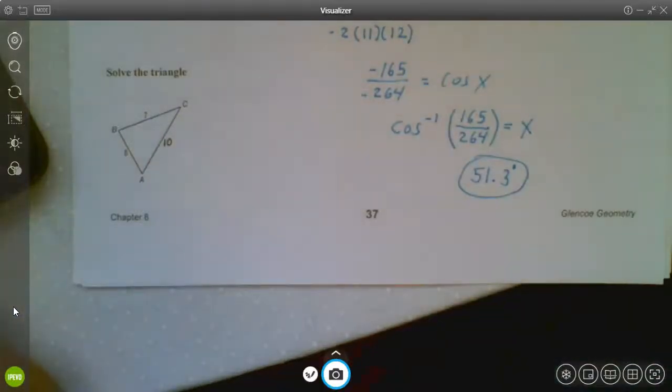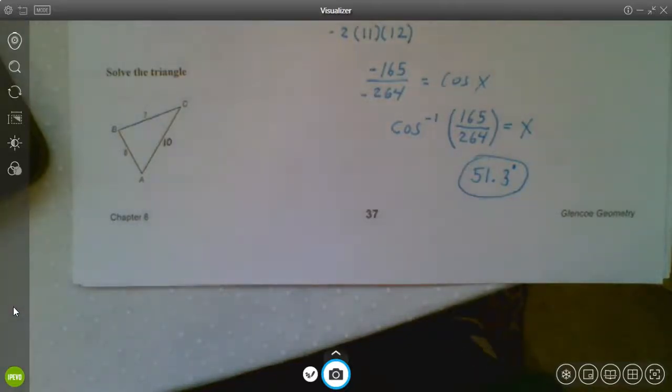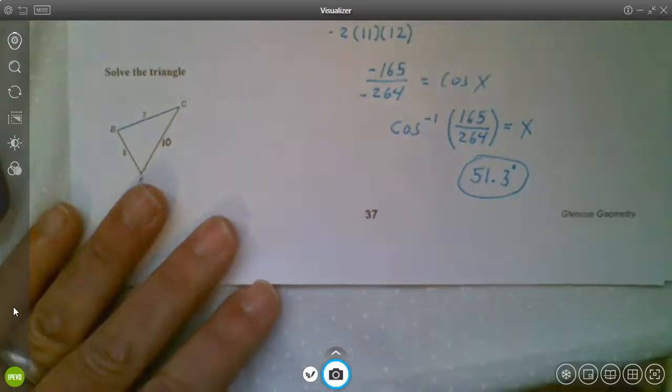Here's a case where they're asking us to solve the triangle. So we dealt with this in section 8.4, where we had to solve the triangle. Remember, that just means find everything that's missing. So in this case, I have to find the three missing angles. Because it's not a right triangle, I'm pretty limited on what I can do here, right?